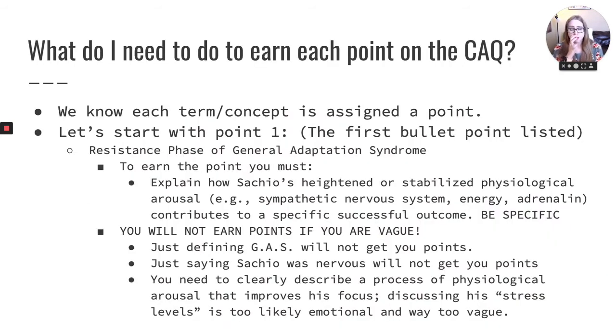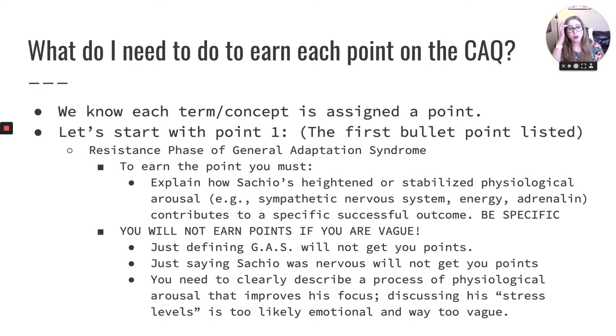So to earn that point, you must explain how Seishio's heightened or stabilized physiological arousal, maybe like his sympathetic nervous system, energy, or adrenaline, contributes to a specific successful outcome. The most important thing to remember here is that you need to be specific. You need to both define the term, so you need to define the resistance phase, and you need to apply it to Seishio's situation. You will not earn points if you are vague.